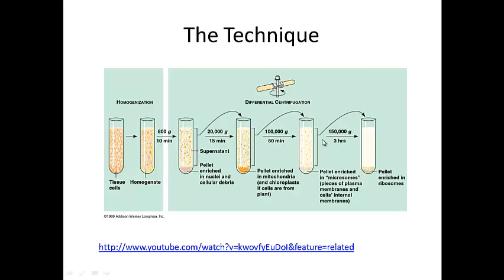So if we take that and we spin it again for 3 hours at a certain G force, you notice that now we have a pellet that has ribosomes. And so at each step, we're able to isolate different organelles. Here, mitochondria, here, microsomes, and at this step, ribosomes. And then we as scientists and the students that are studying, working with us, are able to study these organelles and their function.